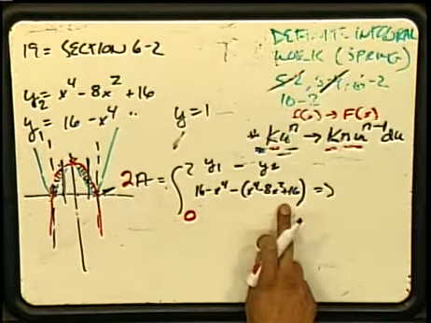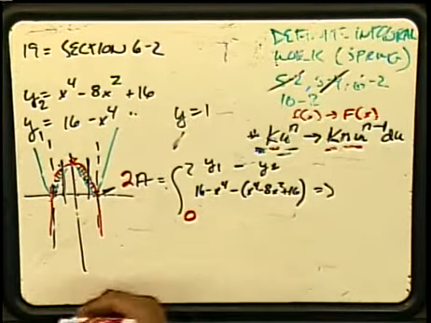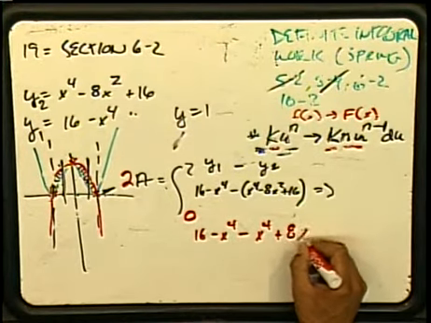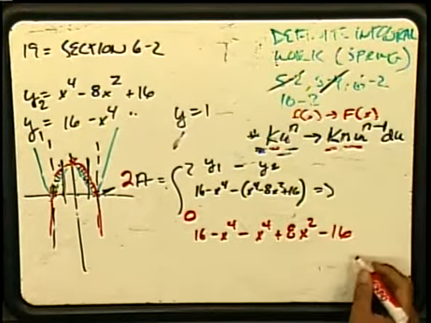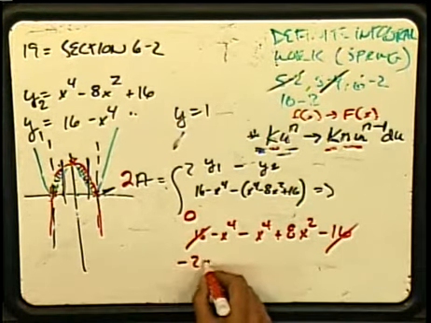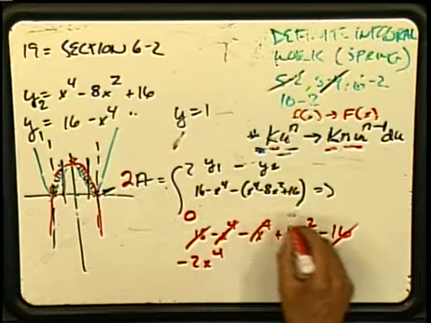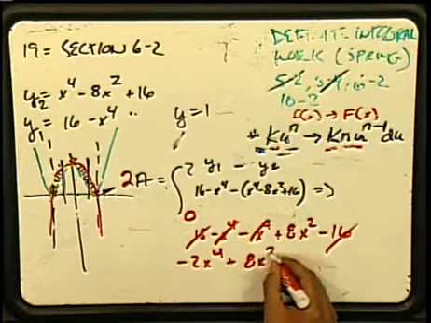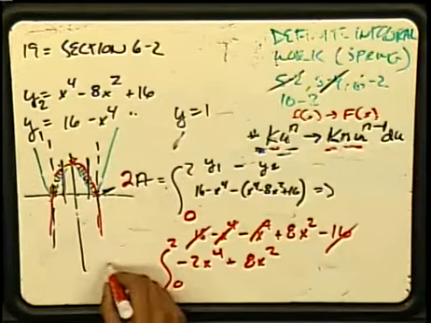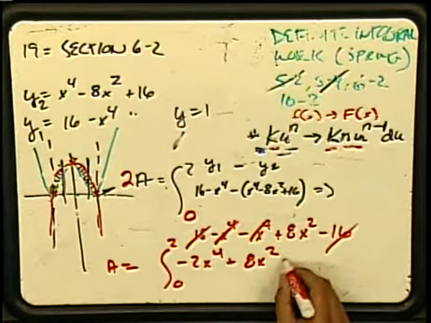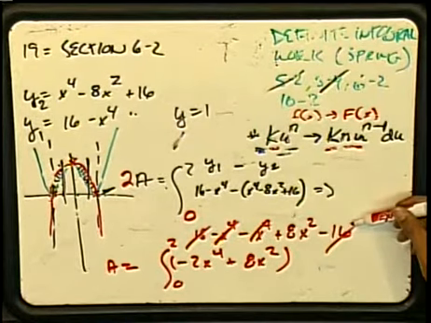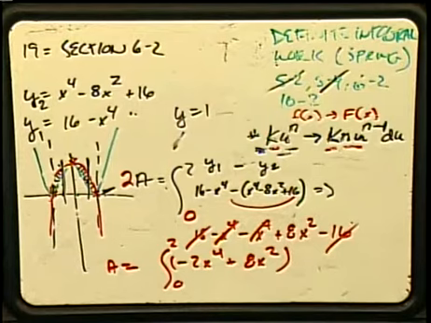Let's go ahead and simplify this. 16 minus x to the 4th minus x to the 4th plus 8x squared minus 16. This cancels. This is negative 2x to the 4th plus 8x squared. 2, 0. Area equals. Is it minus 16 or plus 16? Where, right here? Yeah, I guess plus. It's minus 16. I distributed that negative. Okay.